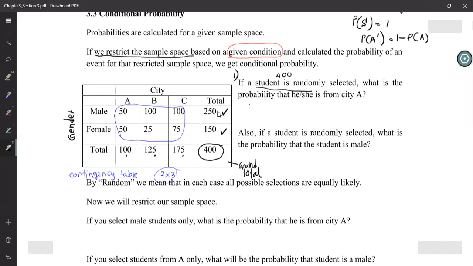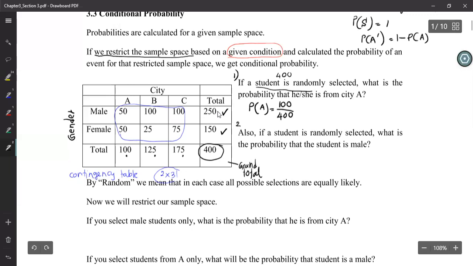So how do you write this? This is the probability of A. The number of observations in A: there are 100 students coming from city A. We don't care about whether they are males or females. Any student. There are 100 coming from city A out of 400. So this is the general probability that we have already discussed in the last 2 sections. So the probability of A is 100 out of 400. I guess this is clear to all of you.